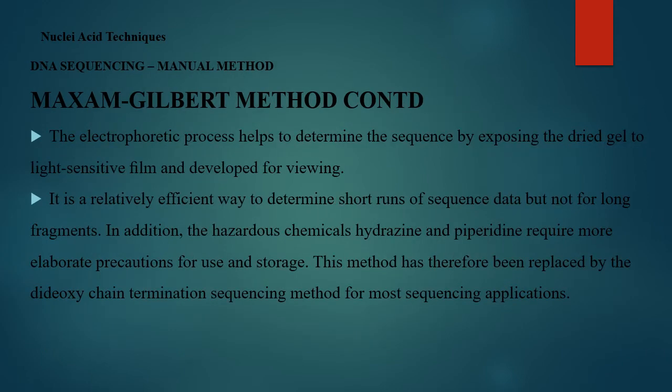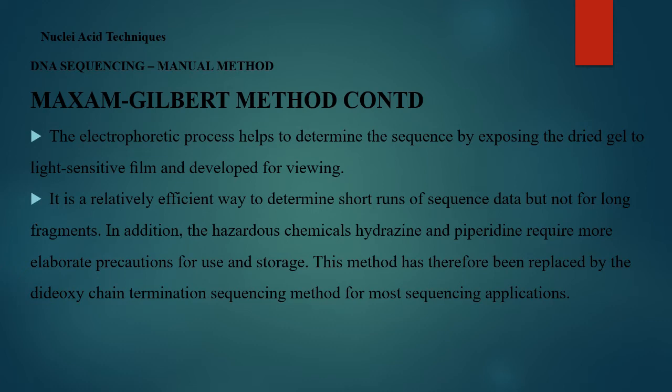Now, the electrophoretic process helps to determine the sequence by exposing the dried gel to light-sensitive film and developing it for viewing. Don't forget you have radioactively labeled the ends, so you can view under light-sensitive film. Now, it is a relatively efficient way to determine short runs of sequence data, but it can't work for long fragments. So don't forget Maxam-Gilbert is good for short runs, but for long fragments, you are in trouble. You will not succeed in getting it.